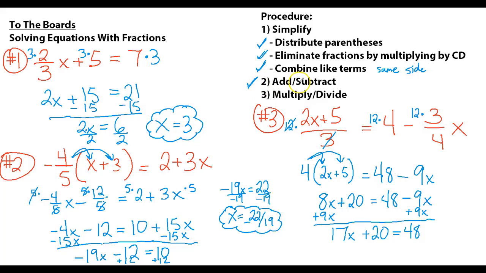Now we need to undo our addition and subtraction. I've got a plus 20. So if I minus 20 to both sides, I'd be left with 17x equals 28. My last step is to undo my multiplication. I've got this times by 17, so I will divide both sides by 17 to get the final answer of 28 over 17. And that's our answer.